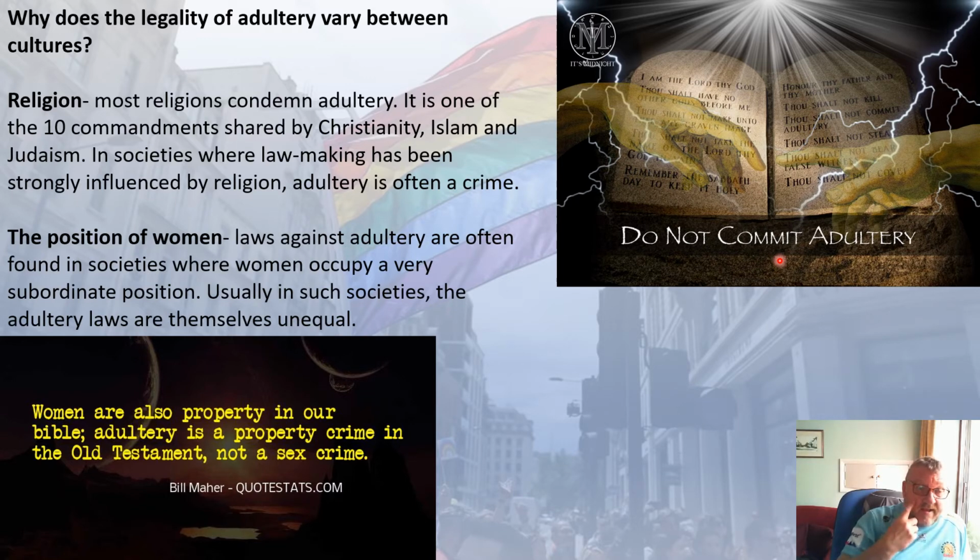And again, I think you could also link in with why it varies between cultures, is you could look at sexism, the position of women. And laws against adultery are often found in societies where women occupy a subordinate position. They are seen as second-class citizens. And it would also be true to say, in these societies, the adultery laws are also unequal themselves. So it would tend to be that women get punished more severely than men for committing adultery.